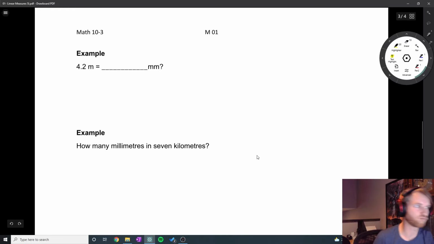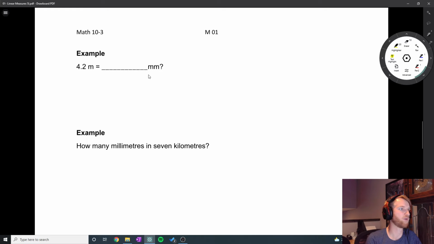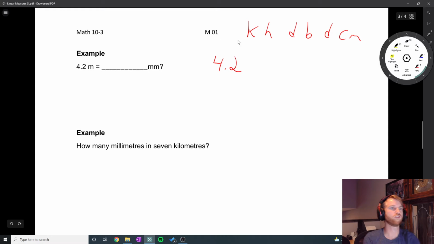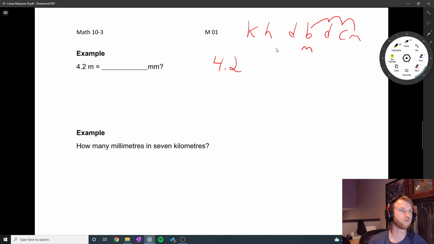Now these ones are slightly less round. So we have 4.2 meters. How many millimeters is that? So 4.2, and we're just going to use our staircase again. I'm just going to write out the letters here. I'll show you a trick for how to memorize those in the next video. But this is kilometers, hectometers, decameters, and so on. And our B is for base, or basic unit. So if we're going from meters to millimeters, that's 1, 2, 3, just like our last one. We're going down 3 steps. We're going to times by 10 3 times.